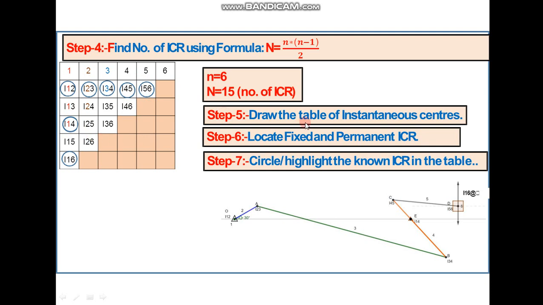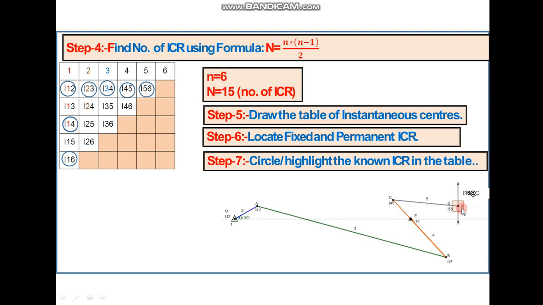Next step, after getting the names and number of ICRs, is to locate these ICRs. Particularly we locate the fixed and permanent ICRs. Now to get the fixed and permanent ICRs, just see in the diagram, I have already located them here, but I will show the step by step procedure to locate these ICRs. First step to locate a fixed ICR is to see which one is the fixed link. As link number 1 is fixed, the links having direct contact with 1 will give fixed ICRs. So here 2 has direct contact with 1, hence that ICR is I12 at their connection. Link number 4 has contact with 1 here at a pivoted point, hence that is I14, and link number 6 is sliding with respect to 1, hence it has ICR I16, that is a fixed ICR.